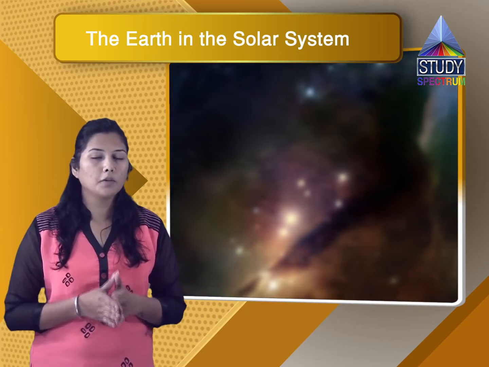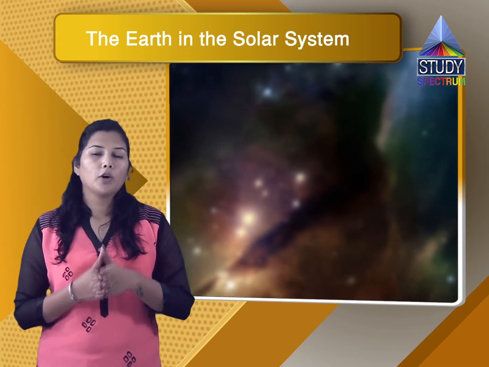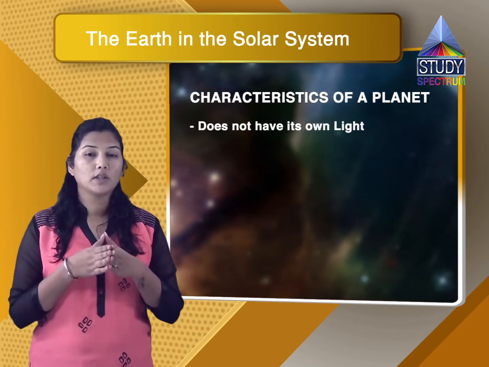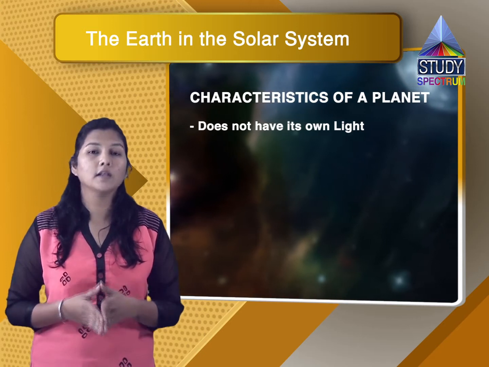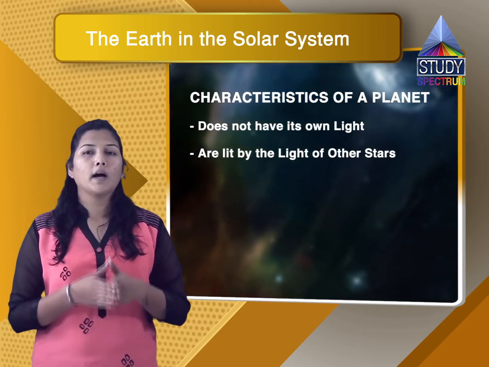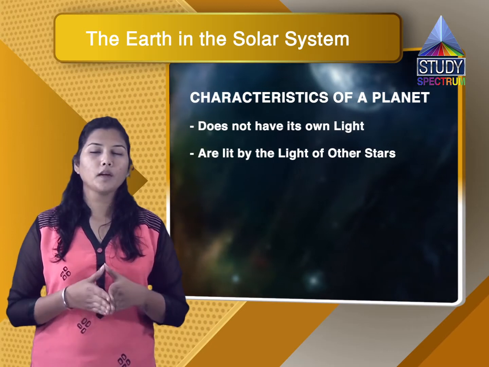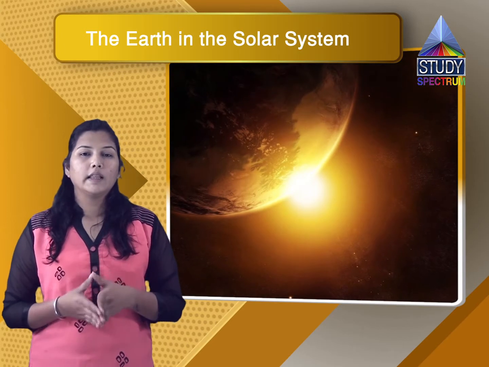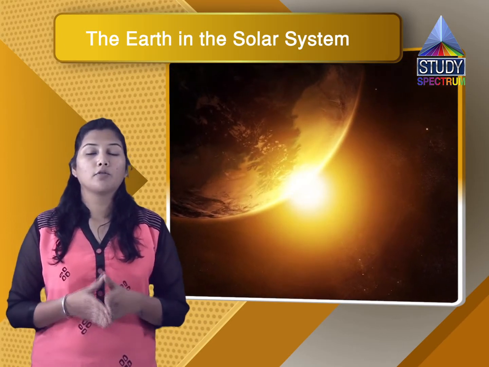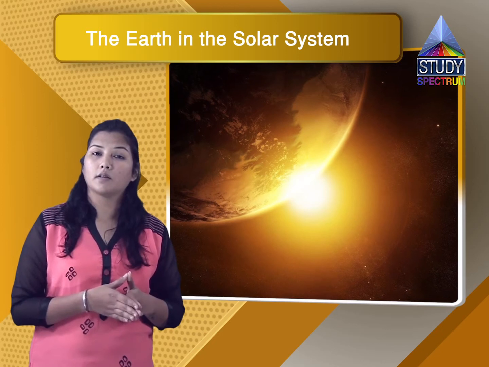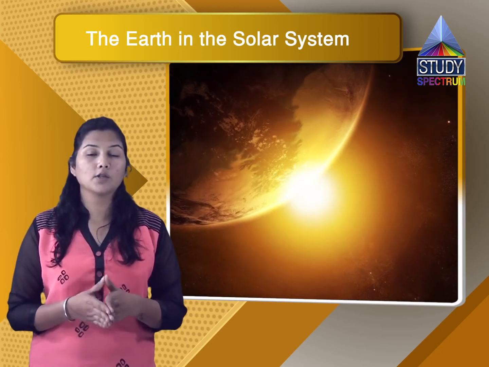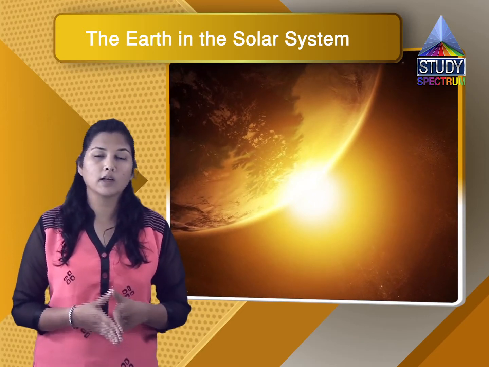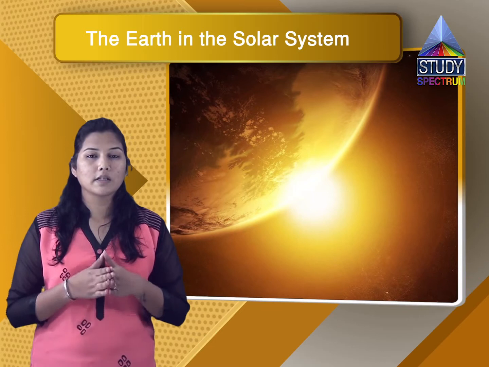Now, what does the term planet mean? Or probably, what are the characteristics of a planet? A planet is a celestial body that does not have its own heat and light, but is lit by the light of other stars. Like in the case of Earth, Earth is a planet. The Earth gets its heat and light from the sun. The sun is a star, so the sun has its own heat and light. Earth does not have its own heat and light. It borrows the heat and light from the sun, so Earth is a planet.